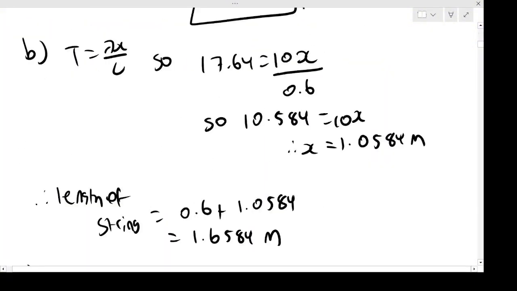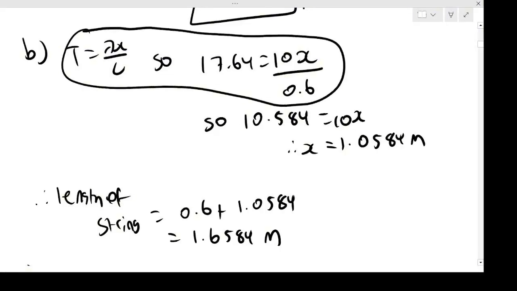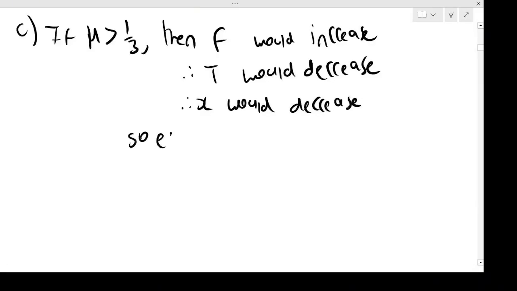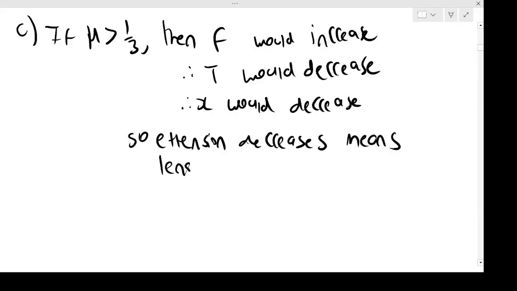Okay, well, again, by Hooke's law, X would decrease as well. But X is the extension. So the extension is decreasing, and that means the total length decreases. So therefore our answer will be lower.